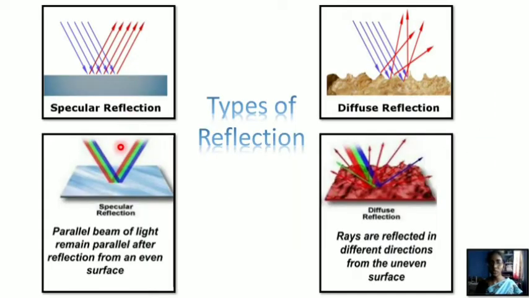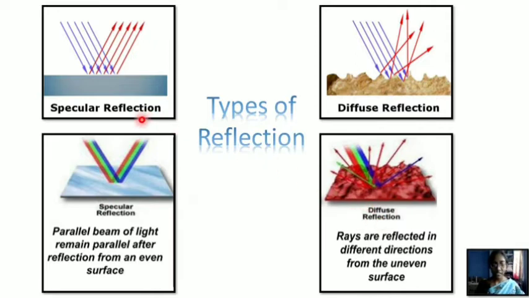Next, we are going to see about types of reflection. We saw the laws of reflection. Now we are going to see the types of reflection. In general, there are two types of reflection. One is the regular or specular reflection, and another is the diffuse reflection. So first we will see the specular reflection.